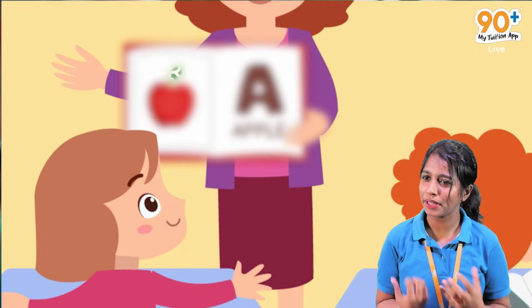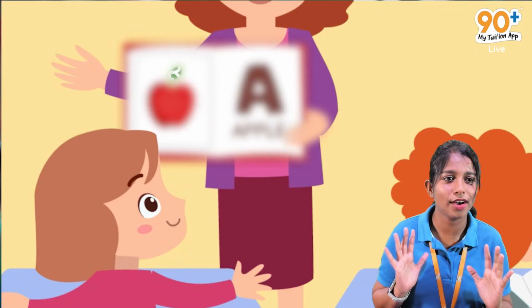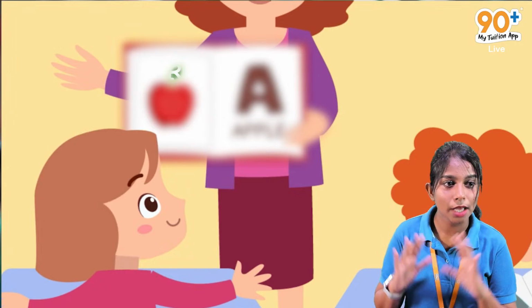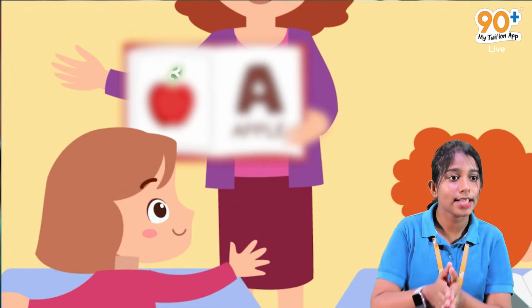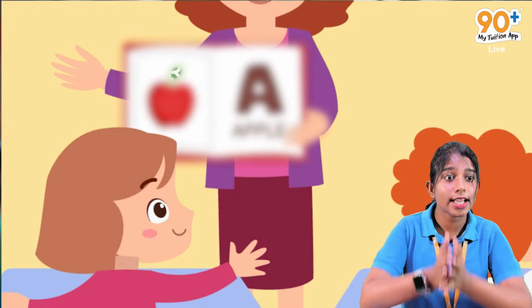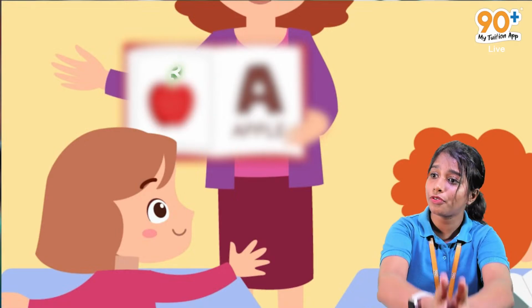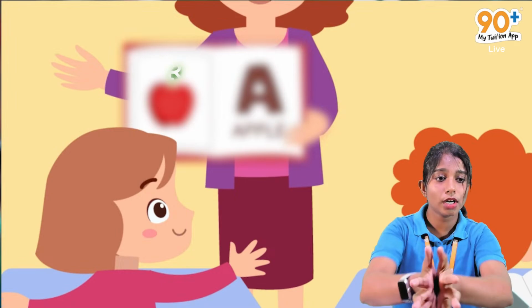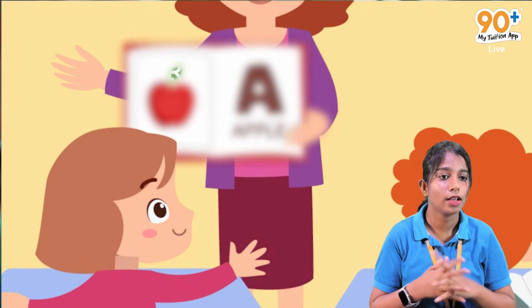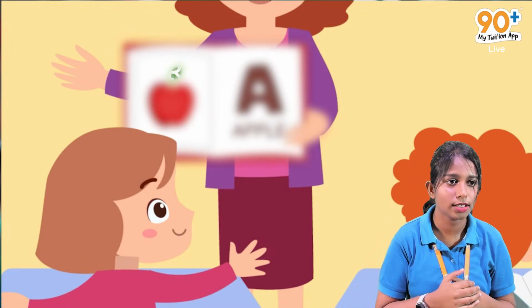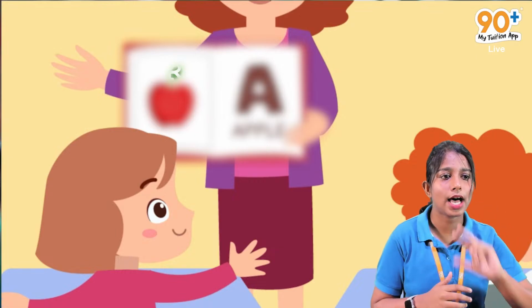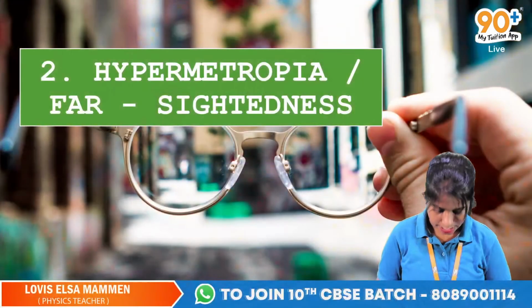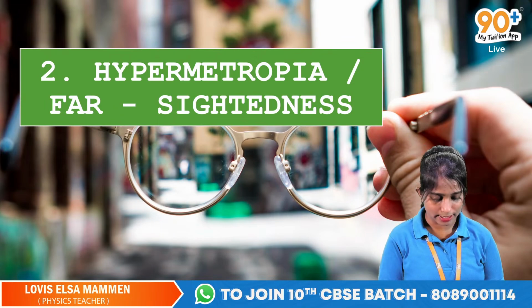When you hear Hyper, remember it means more, like hyperactive people. So long sight, they can see things which are kept in a far position. Far things they can see correctly. Long sightedness, got it? The opposite of myopia is hypermetropia. Yes, so we'll see that.